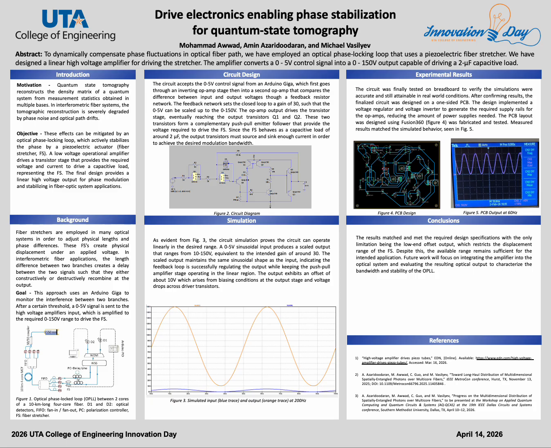The abstract of our project is to dynamically compensate phase fluctuations in an optical fiber path, where we employ an optical phase locking loop that uses a fiber structure. We designed a linear high voltage amplifier that will convert a 0 to 5 volt control signal into a 0 to 150 volt output capable of driving a 2 microfarad capacitive load.